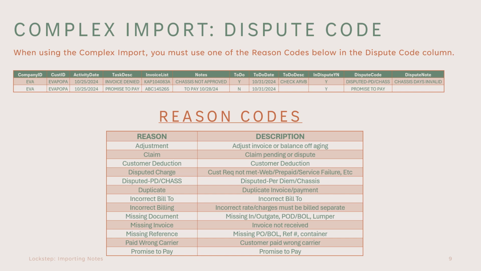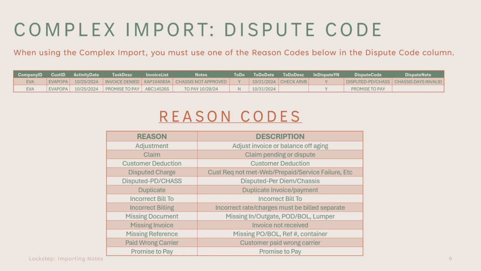And then our last column is Dispute Note. This column you can freestyle. You can put a note here that helps you remember and understand what is being disputed here. If you don't have a dispute note, you can leave this column blank.